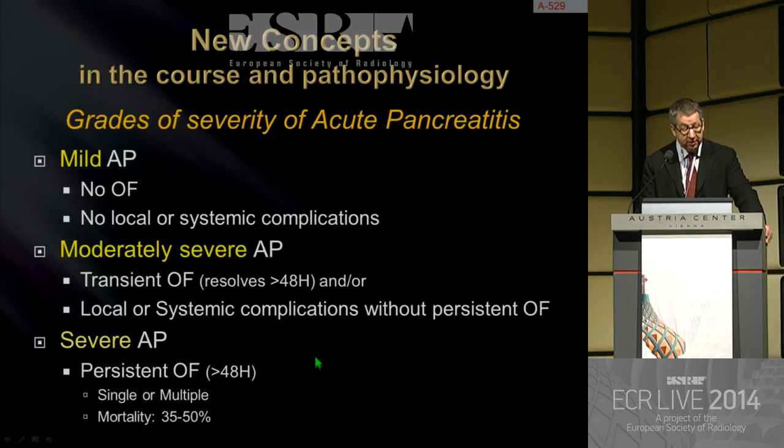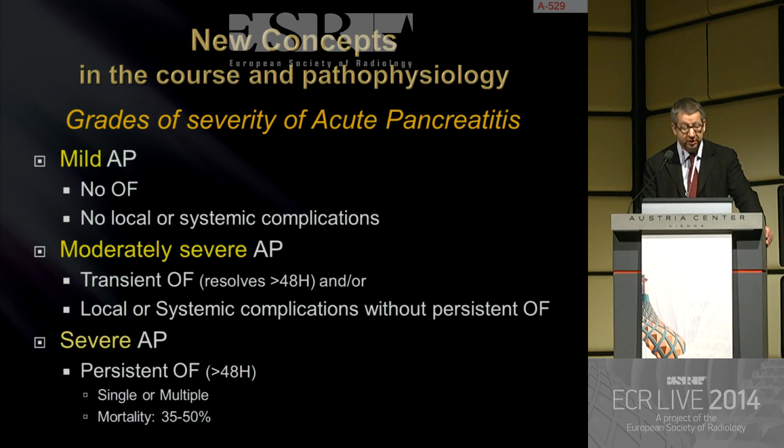There are three types of acute pancreatitis in terms of severity. Mild acute pancreatitis is the least severe one. In that case, you will have no organ failure at all and no local or systemic complications. This is by far the most frequent type, and in such a situation, the mortality is very, very close to zero.